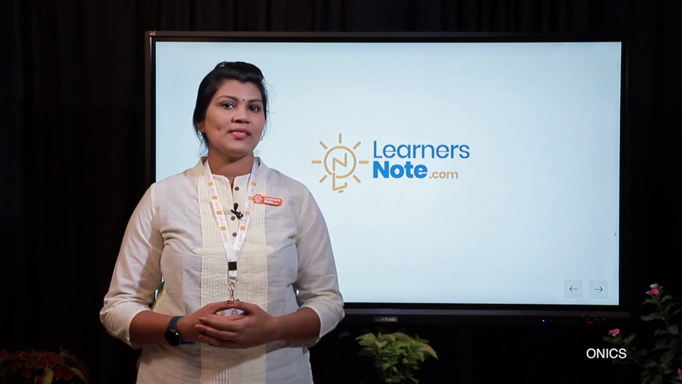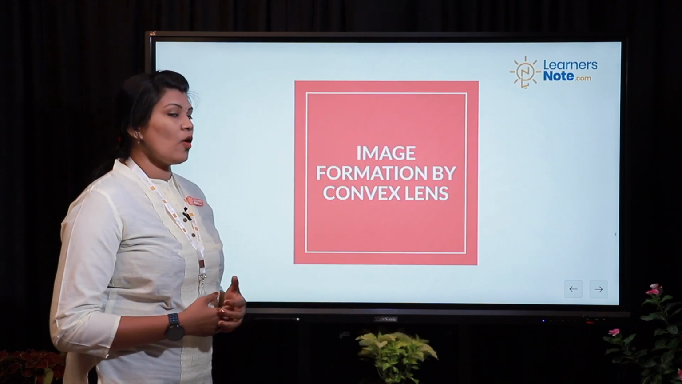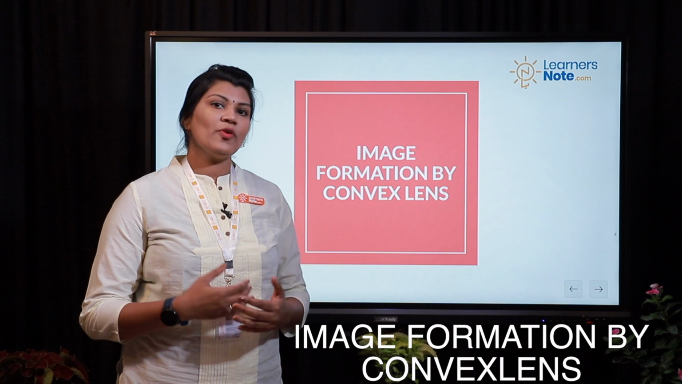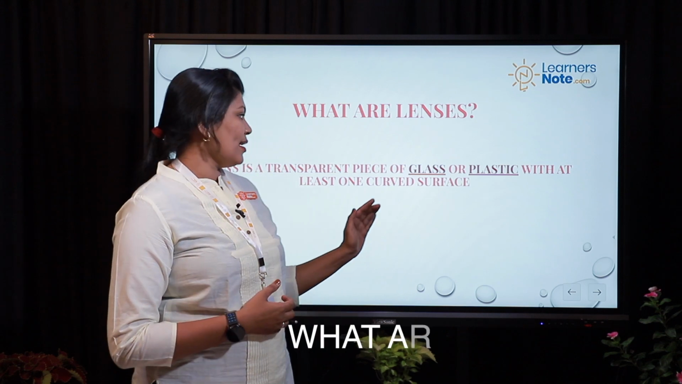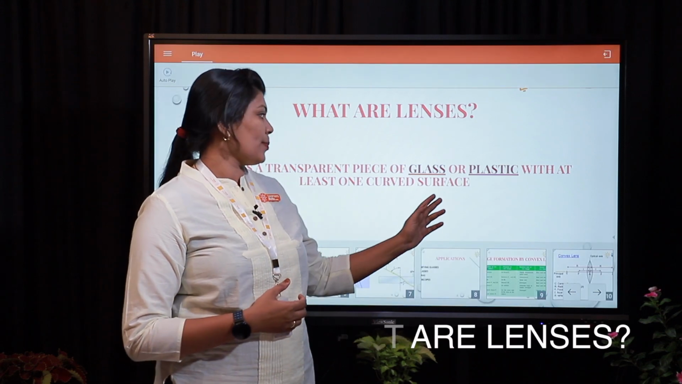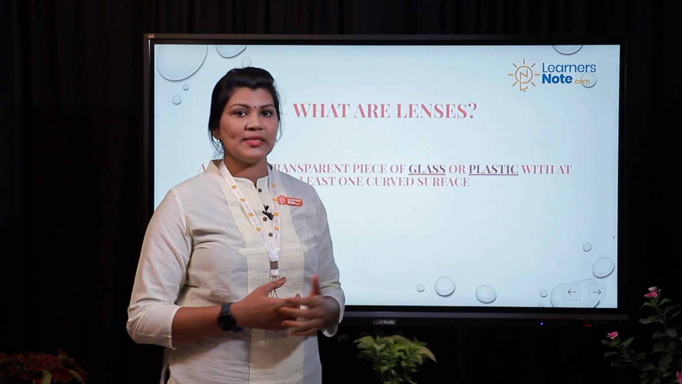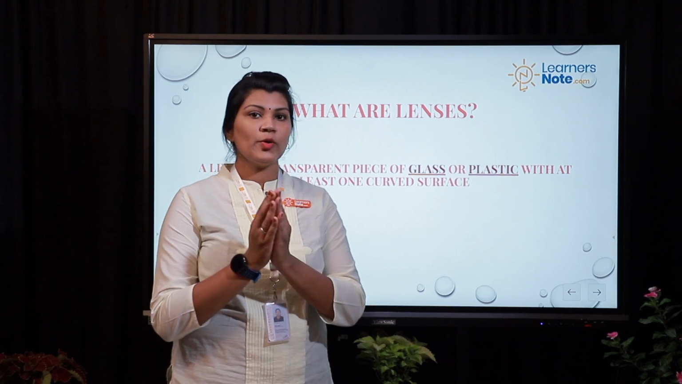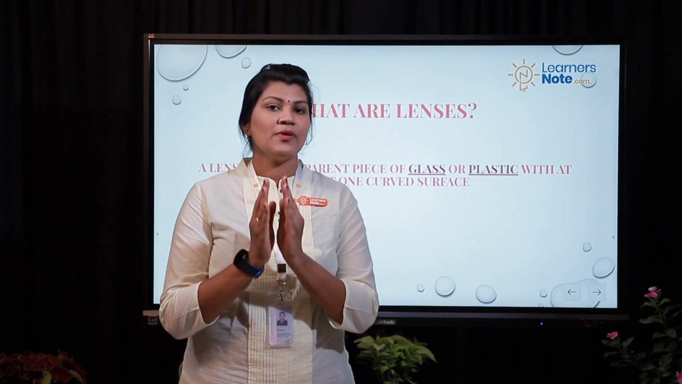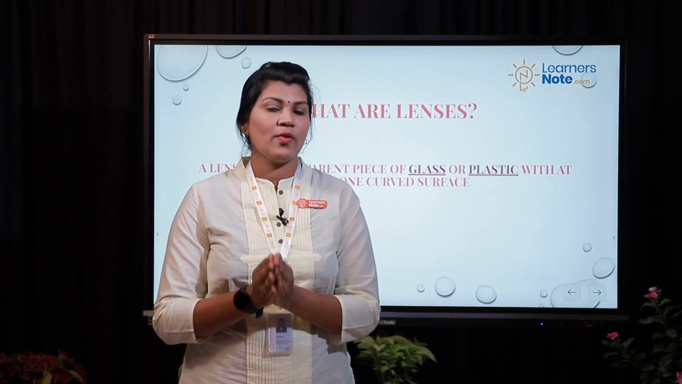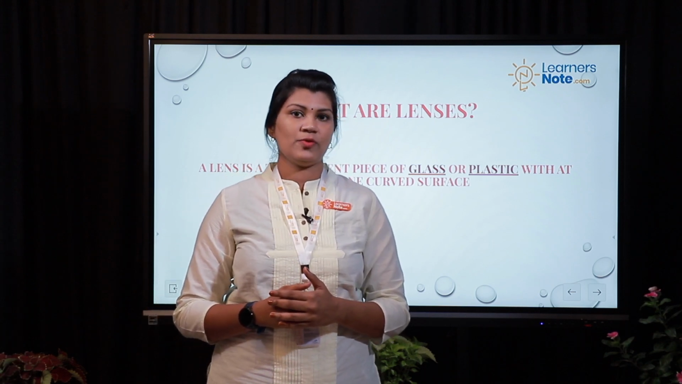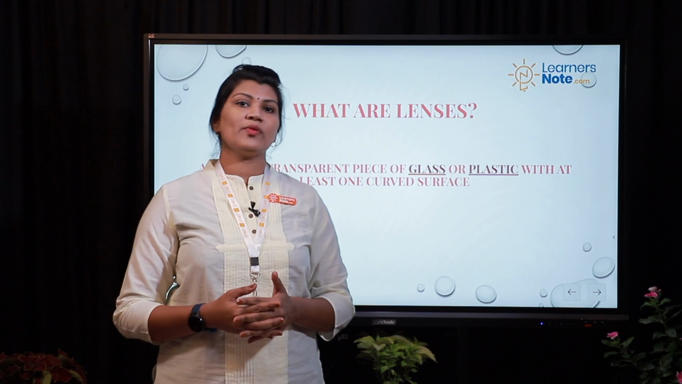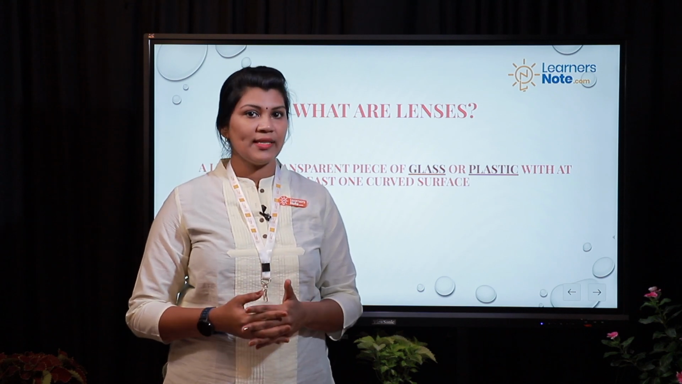Here, we are going to discuss the image formation by convex lens. Before going to the topic in detail, we have to know what a lens is. A lens is an optical instrument made of glass or plastic type materials, and it has two surfaces joined together. If both of the surfaces are curved, they are known as convex lenses or concave lenses. In the case of lenses, at least one of the surfaces should be curved. Here we are going to discuss the image formation by convex lenses.